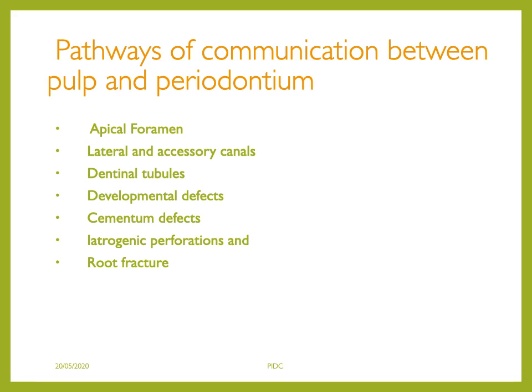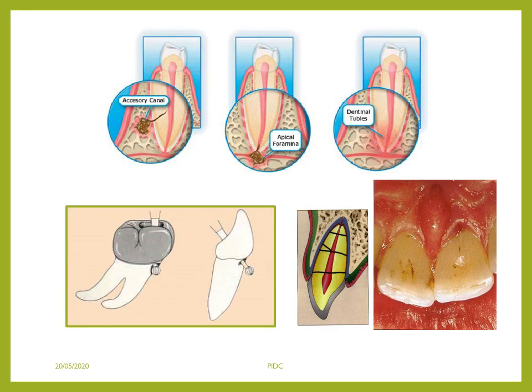Now we can talk about the pathways of communication between the pulp and periodontium. There are certain anatomic pathways and non-physiologic pathways. The major ones are the apical foramen, accessory canals, and dentinal tubules. And if you talk about the non-physiologic pathways, iatrogenic factors, then vertical root fractures.